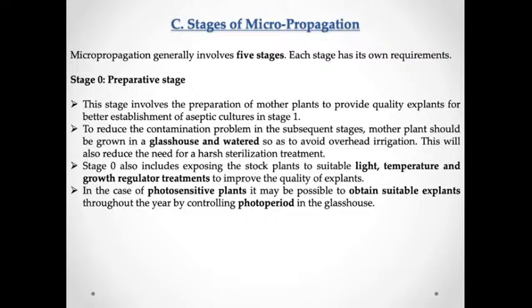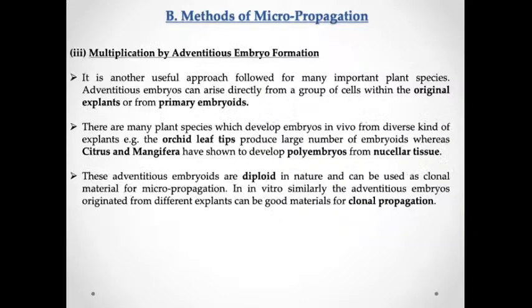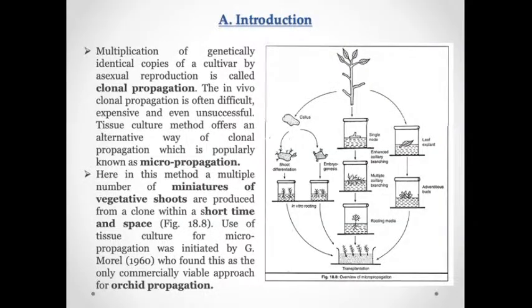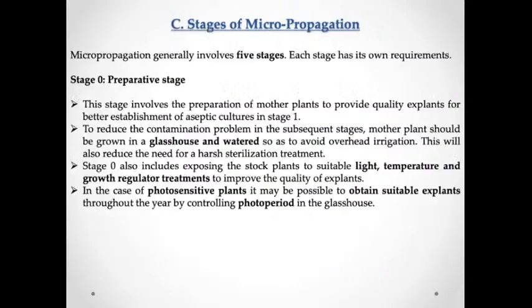Now come the five stages of micropropagation. What are the five stages? Initially, in the first slide, we saw just a summary of micropropagation, how it is done in a very easy manner by using different explant parts of your plants. Now we will see how it is done practically with each stage.